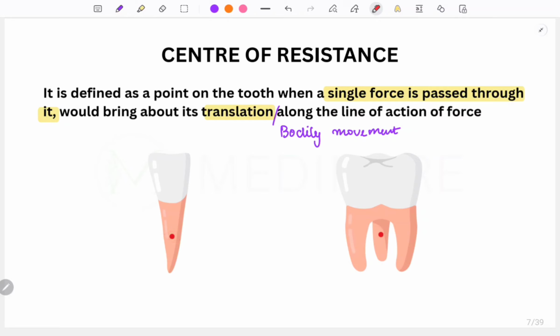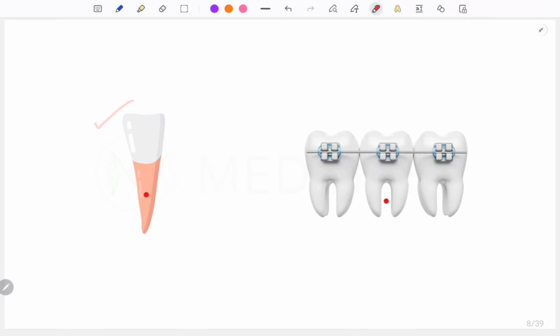They are telling that if we apply a single force through a point such that the force application along that point will bring that bodily movement. This whole tooth will move as a unit. Only the position of this will be changing from point A to point B. So it will move as a whole unit from one point to another point. So that is center of resistance. A tooth as a single unit has one center of resistance.